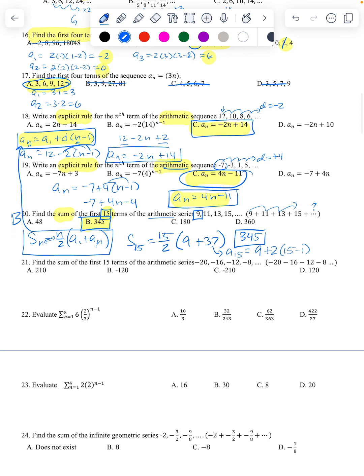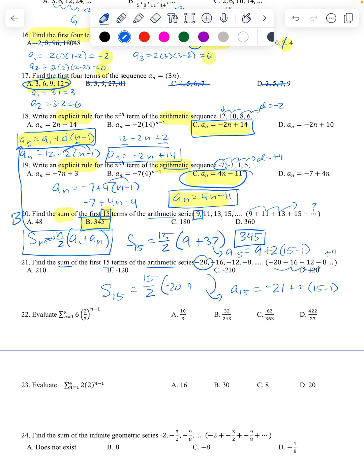Same thing here. It says find the sum of the first 15 in the arithmetic. So I'm using the exact same formula. I'm going to have 15 over 2 again. I need the first number, and then I need to find the last number. But to find the 15th number, I use the other formula, which is start with the first number and then add the common difference, which here is going up by 4. So I'll add 4 and then 15 minus 1 times again. So I'm doing the exact same process that I did up above.